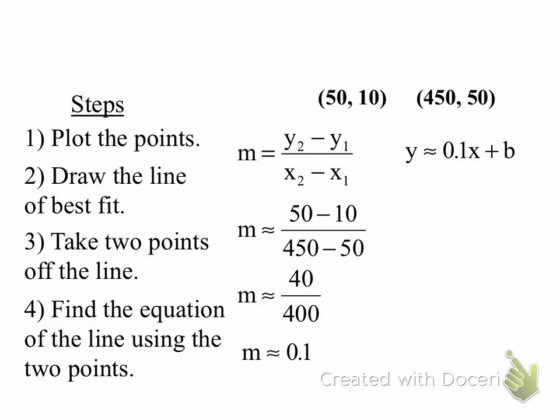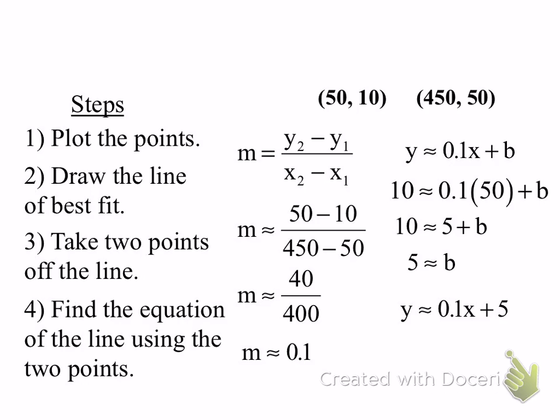0.1 times 50 plus b. Then I simplify, and I subtract, and I get my b. Billy, what do I do at this point? You substitute it into y equals mx plus b. And so the equation is y is about 0.1x plus 5. Perfect. What this has done is taken real-life data and created an equation so we can hopefully predict any size brain. Does that make sense?